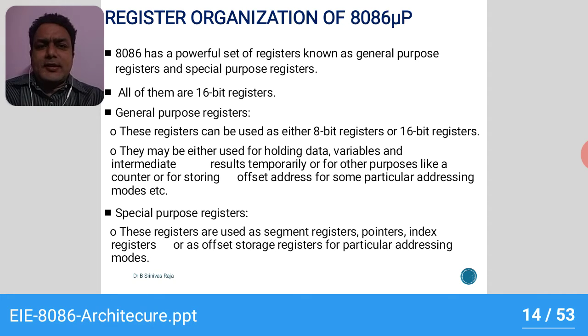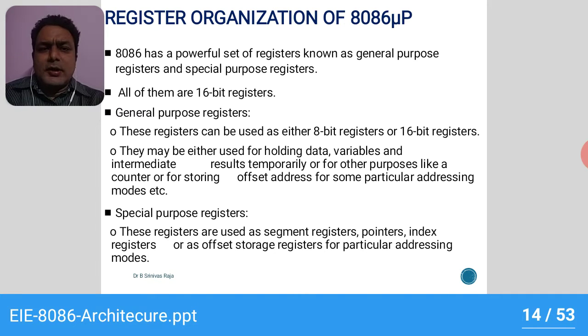8086 has a powerful set of registers which are known as general purpose registers and special purpose registers. All the registers in 8086 microprocessor are 16-bit registers. So let us see what are general purpose registers and special purpose registers. If you see general purpose registers, these registers can be used either as 8-bit registers or 16-bit registers.